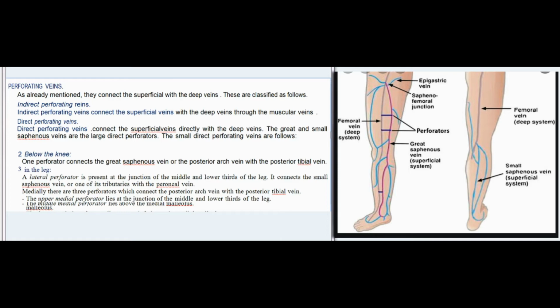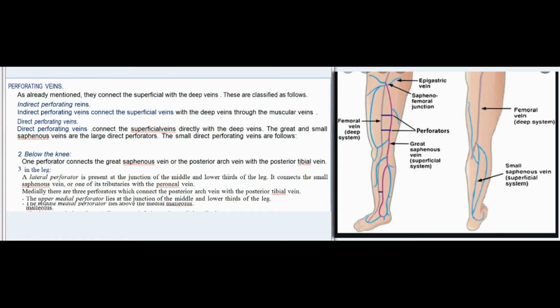The small direct perforating veins are as follows. 2. Below the knee, 1 perforator connects the great saphenous vein or the posterior arch vein with the posterior tibial vein. 3. In the leg, a lateral perforator is present at the junction of the middle and lower thirds of the leg. It connects the small saphenous vein, or one of its tributaries, with the peroneal vein. Medially there are 3 perforators which connect the posterior arch vein with the posterior tibial vein.